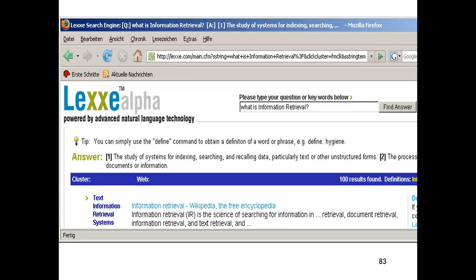Also here we have systems on the web that you can use and look at, Lexicom for example, where you can type your query. What is information retrieval? A full natural sentence question, and then you get some explanations. Let's see if we have other systems.